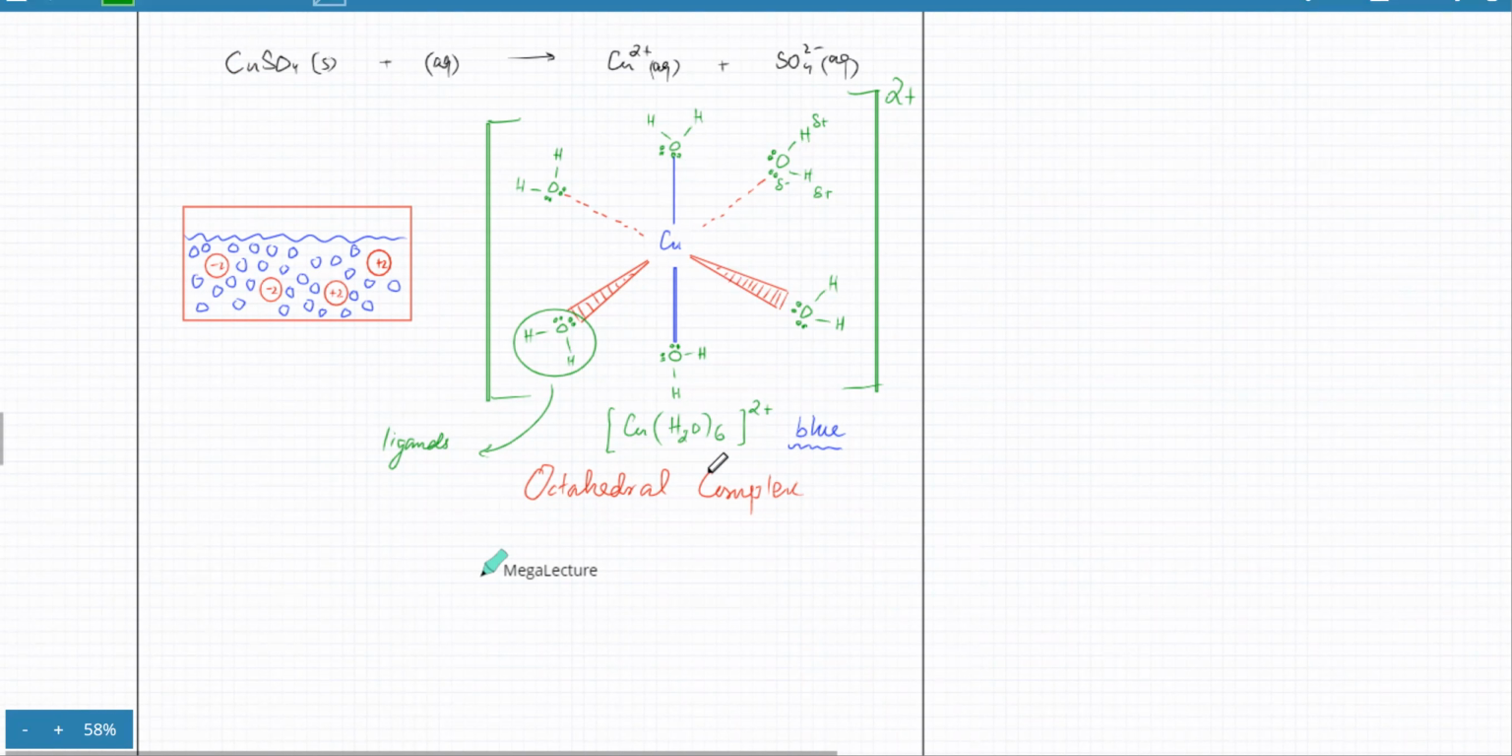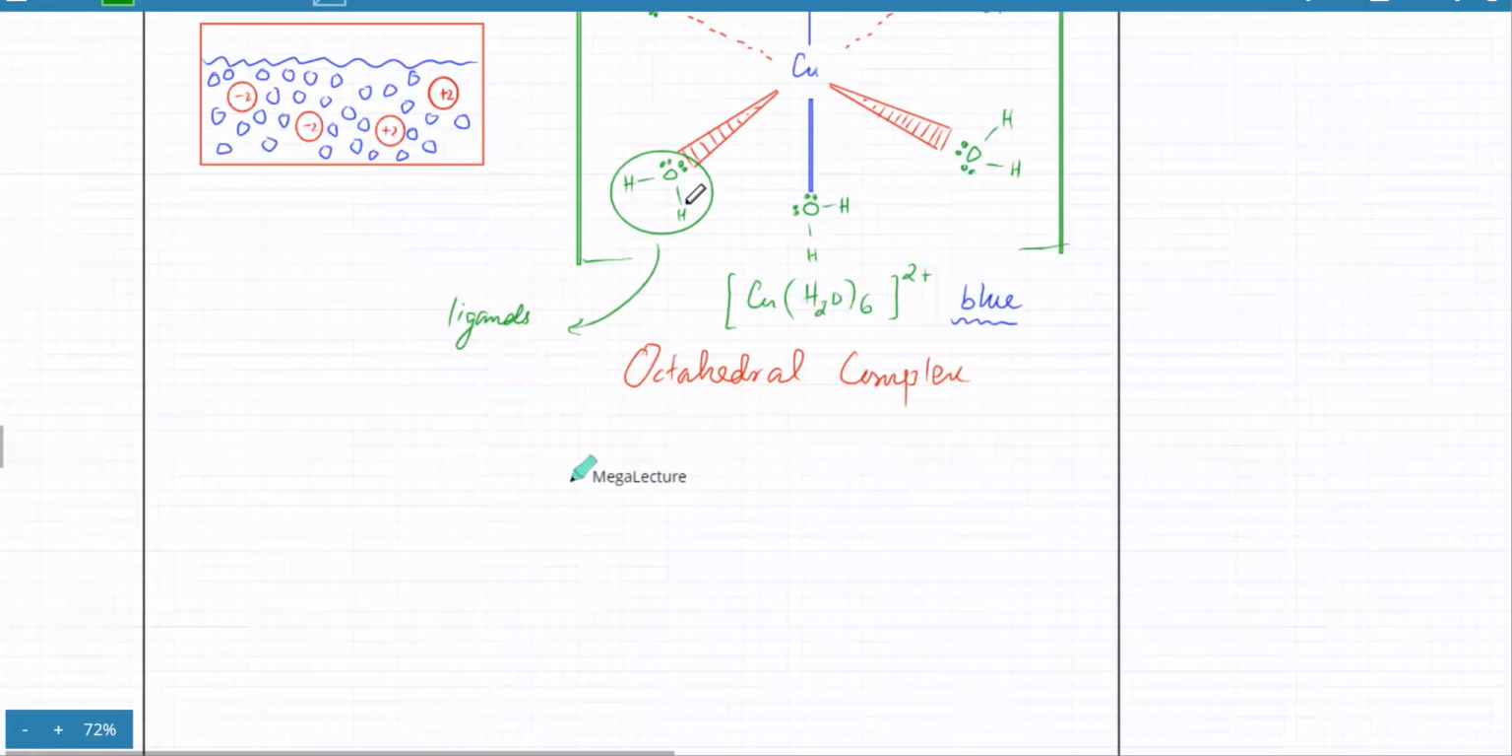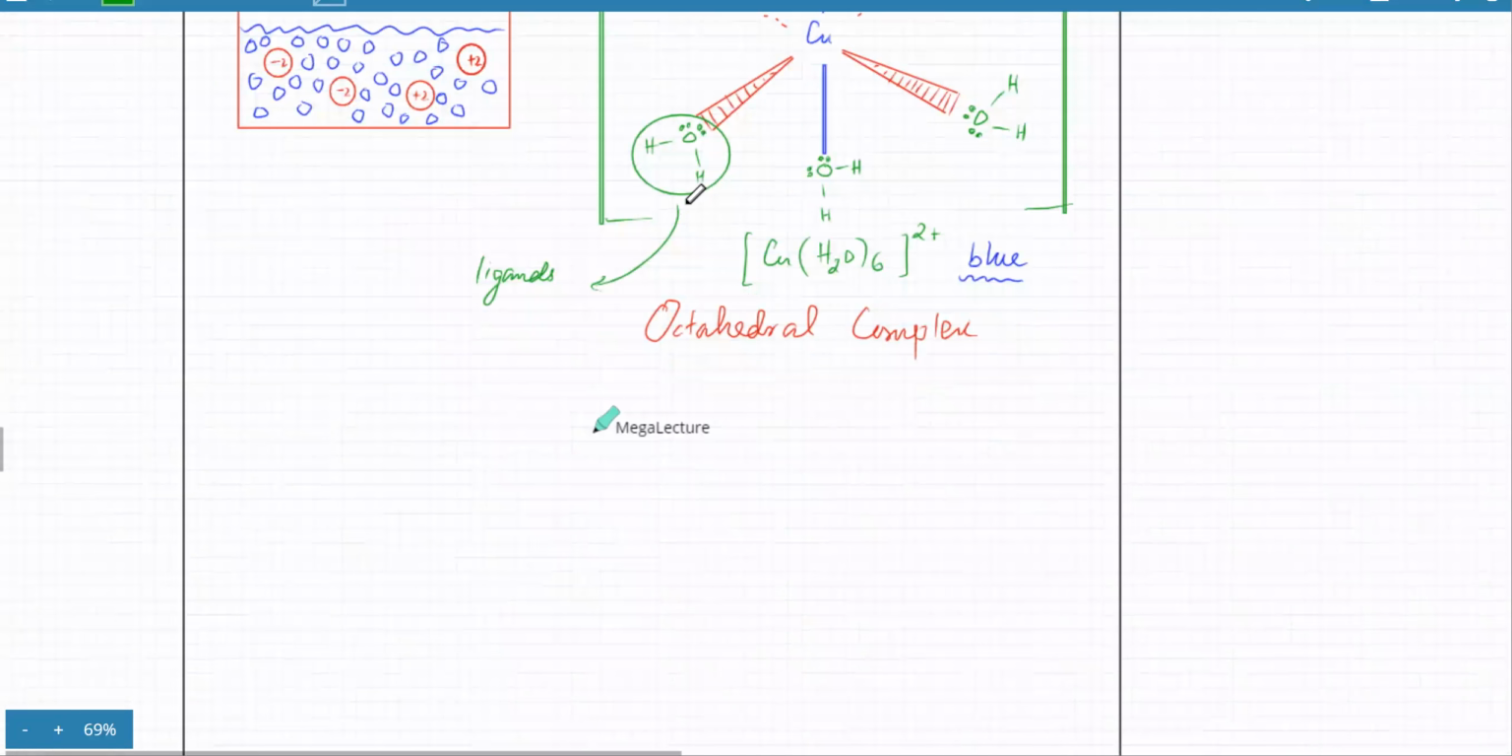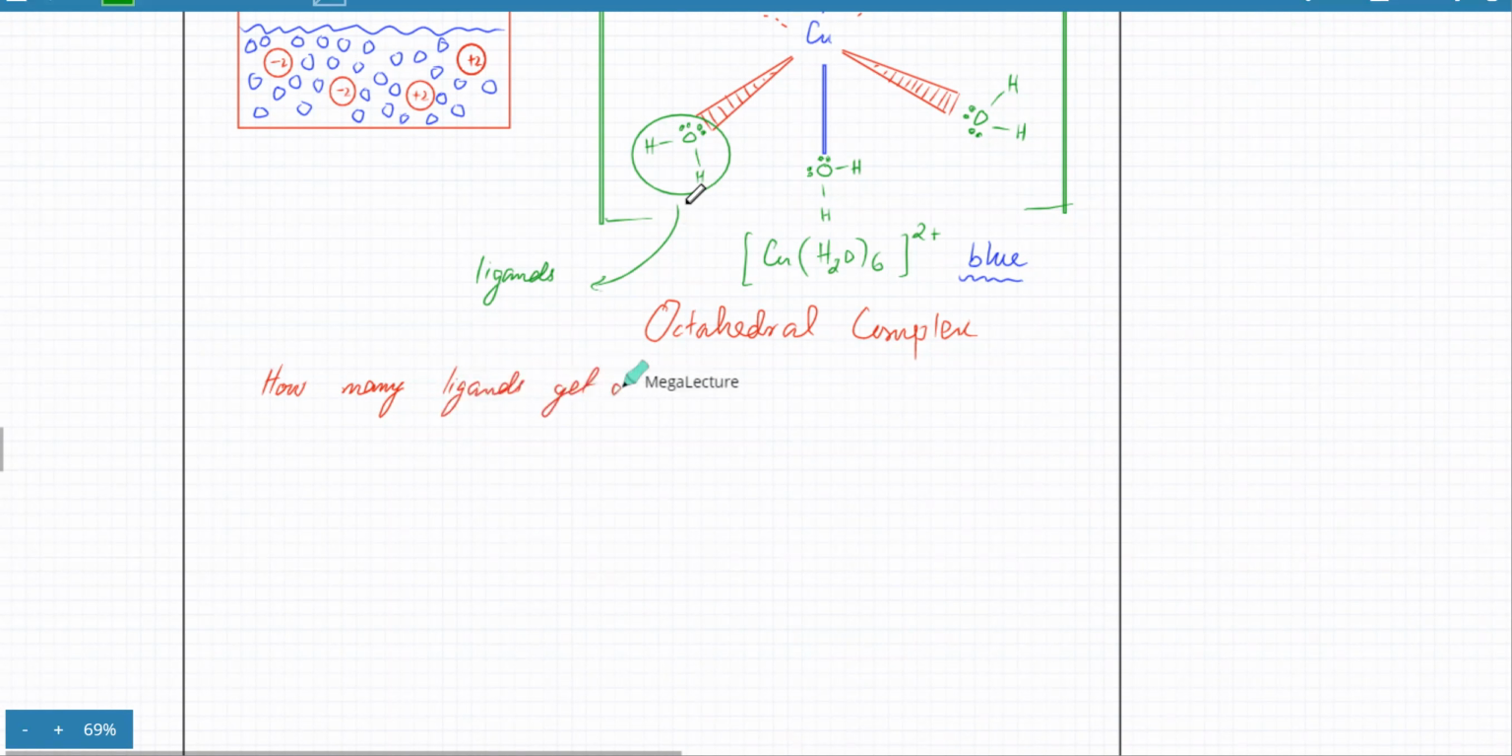Now the thing with shapes is that it all depends on the relative ratio of the ligand and the metal ion. The shape is dependent on that. How many ligands get attached? So that's the question. Now, in your case, you have to pretty much remember how many ligands get attached in a particular complex. But remember this.